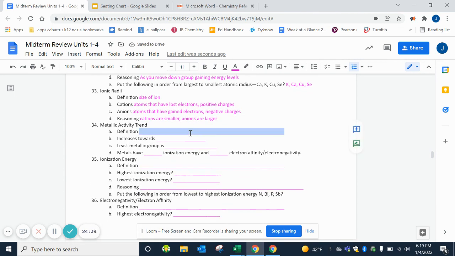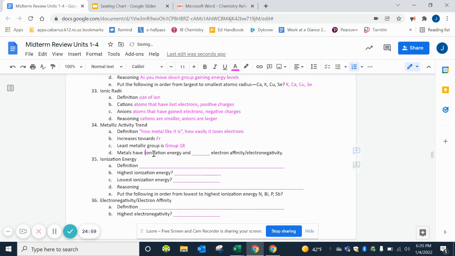Metallic activity, the definition would just be how metal-like it is, how easily it loses electrons. So it increases towards francium. The least metallic group then is group 18. Metals have low ionization energy and low electronegativity.